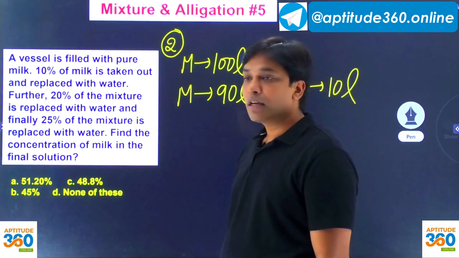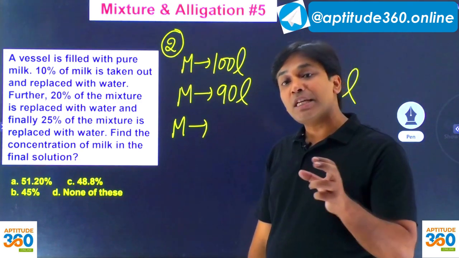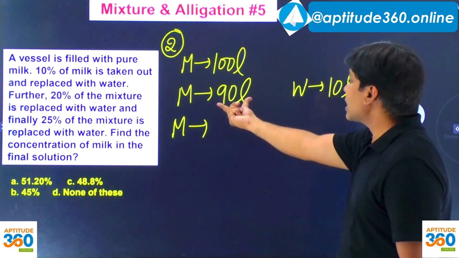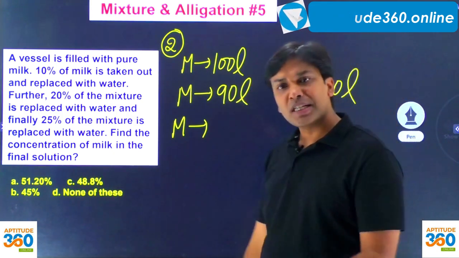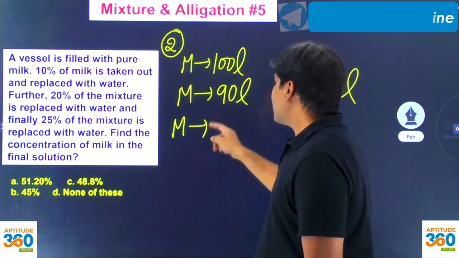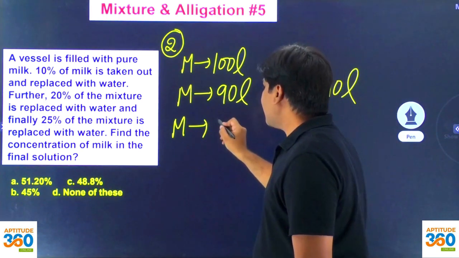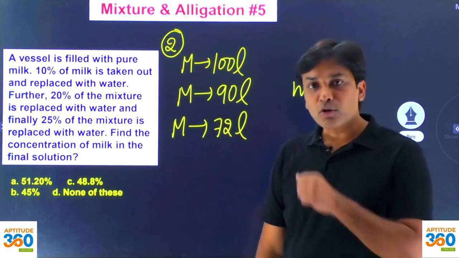Does this make sense? In the second instance, you're taking out 20%. So 20% of this will come out and 20% of this will come out. What is 20% of 90? It's pretty simple for you to find out. 20% of 90 is 18. So 90 mein se agar 18 gaya, to bacha kitna? 72 liters. Is that okay?